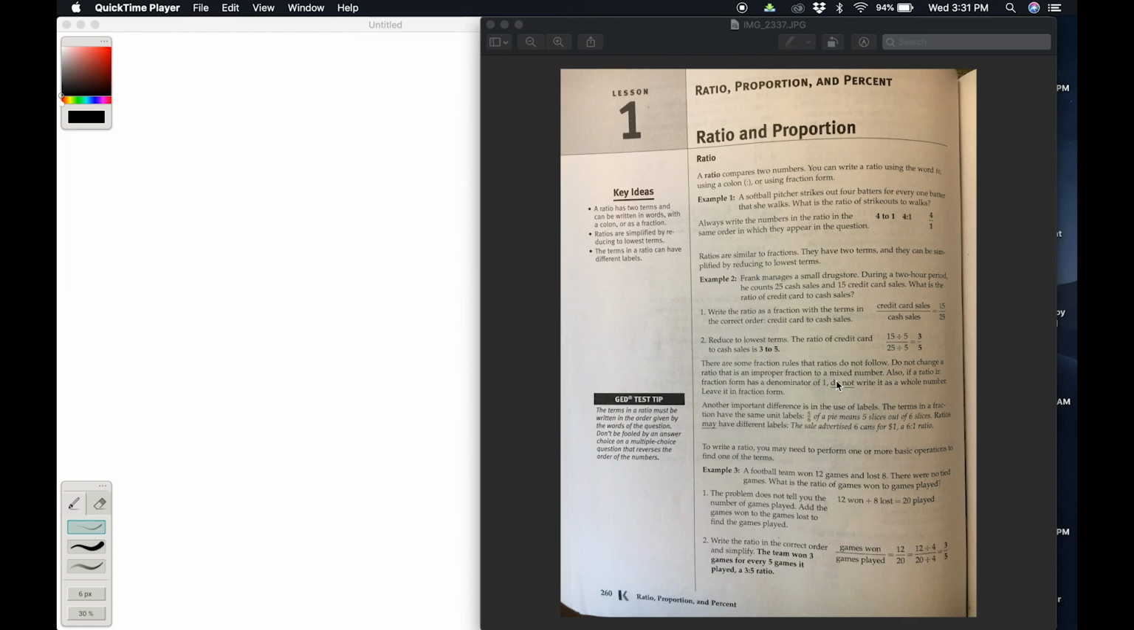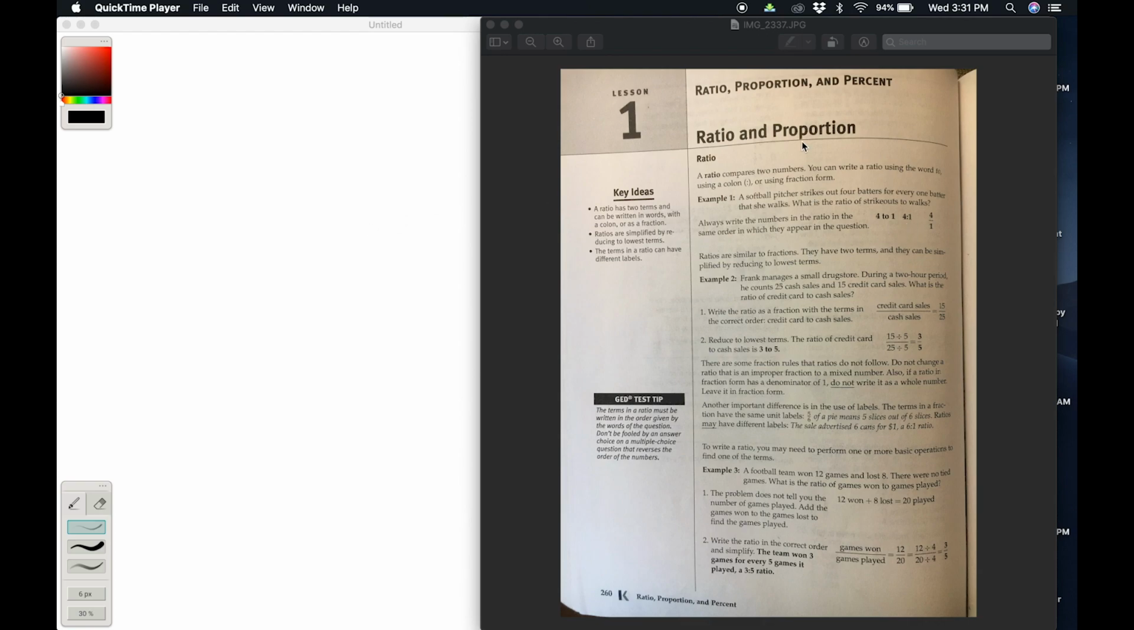Basically, the main thing to note is that there are three ways to write ratios. One is 4:1, with a colon, and then 4/1, which all represent the same thing, the same ratio.